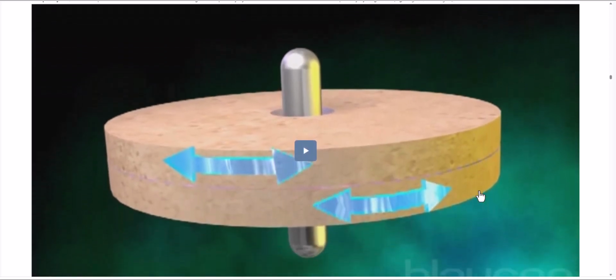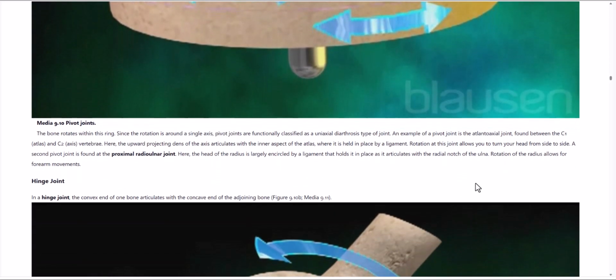So pivot joint, here's a great little animation about it. Another pivot joint also occurs in your radius and ulna in the elbow, but the one I want you to most really focus in on is that pivot joint between C1 and C2. I'm going to highlight that joint because this is a term I want you to know. Atlantoaxial joint. If you break that word down, you see the word atlas, C1, axial, C2. So between C1 and C2, that joint is a pivot joint, and it allows you to turn your head side to side.